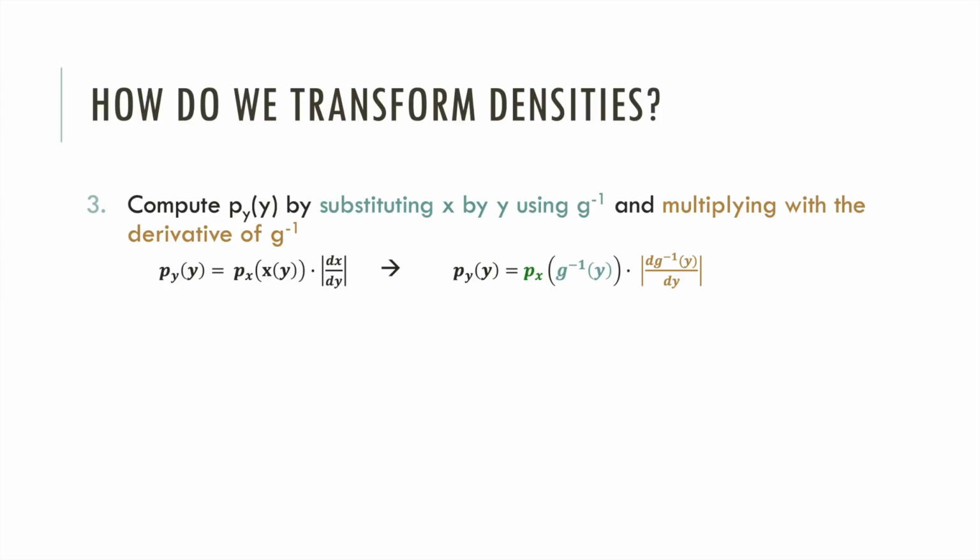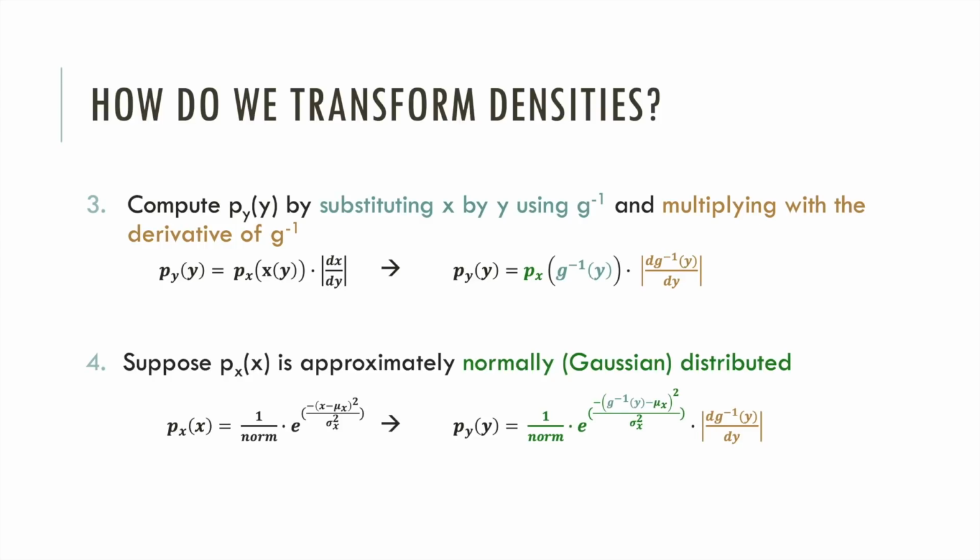The colors show what's what. In step 4, we suppose that p_x of x is approximately normally Gaussian distributed. This is the Gaussian formula on the left, p_x of x, and we turn that into p_y of y by plugging in the inverse function where x is substituted by y.